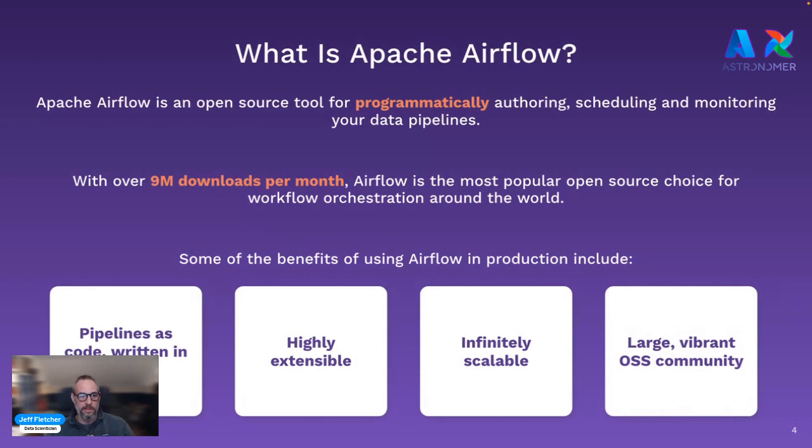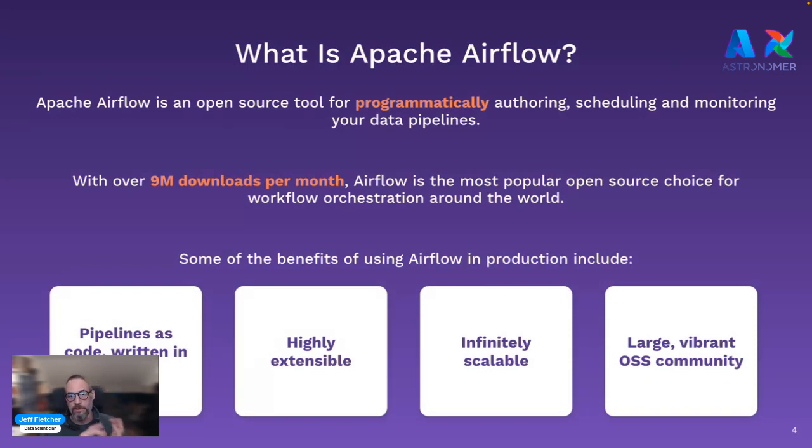Apache Airflow is an open source tool for managing, authoring, scheduling, and monitoring data pipelines. And a data pipeline is kind of what you can think of as a series of steps to move data between different locations, or transform it, or filter it, or do something specific with your data.